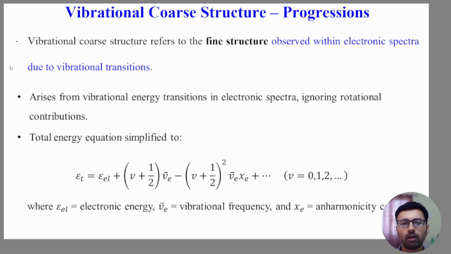This fine structure within the electronic band arises because vibrational transitions occur simultaneously with the electronic transition. In other words, when an electron jumps between electronic states, the molecule can also change its vibrational state. The result is a series of vibrational sublevel transitions embedded within the electronic band. This pattern of multiple lines inside an electronic transition is what we call vibrational core structure.